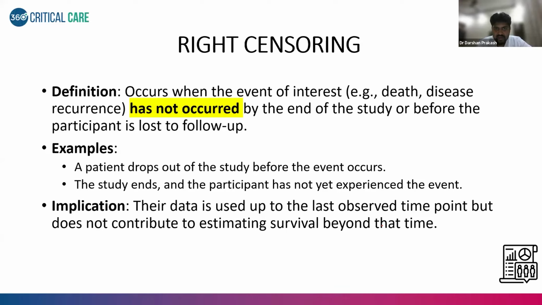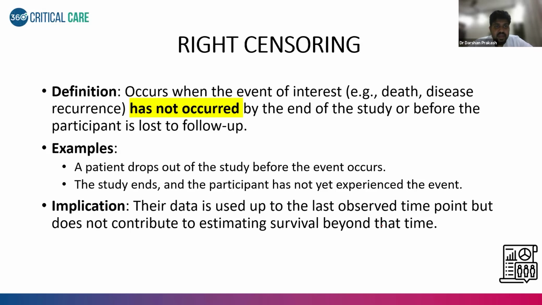Example, a patient drops out of the study before the event occurs. Or the study ends and the participant has not experienced the event at that particular time. Even that can be censoring as well. So post that, the participant is still alive. Many times it happens, right? So that is also called right censoring. What is the implication? The data is used to say that beyond that particular time of survival that we looked at, the patient is still alive, right? So if the number of right censoring goes up, probably Kaplan-Meier analysis will help us analyze that particular data better.